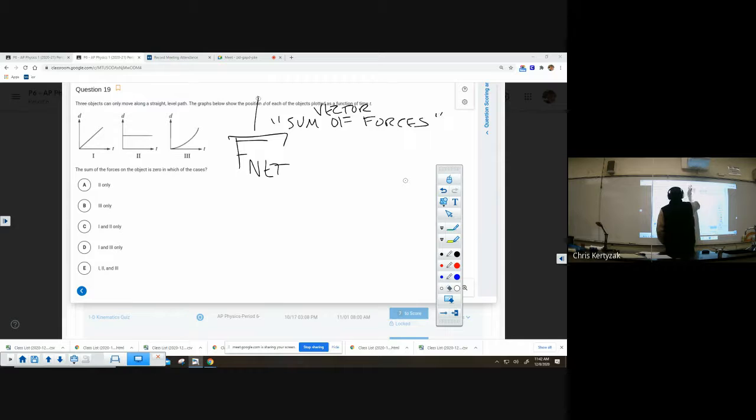And that's sometimes written as the sum of the forces, whichever way you would like to write it, is equal to M times A in a certain direction. If we're talking about horizontal, this is a straight level path, and X means straight and level, horizontal motion. Which of these represent no net force? In this case, we know there's acceleration because it's curved. There is a net force.